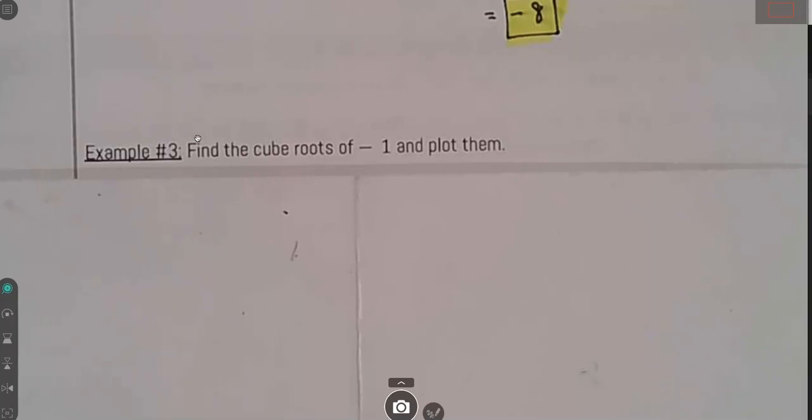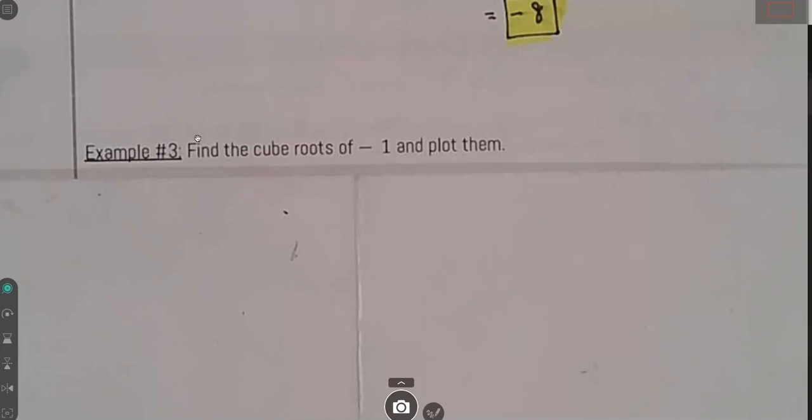So the square root of -1 is i. The cube root of -1, you need to think of a number that you multiply 3 times by itself and you get -1. It's not 1. -1, thank you. People were saying no. The cube root of 1 is 1. Cube root of -1 is -1.